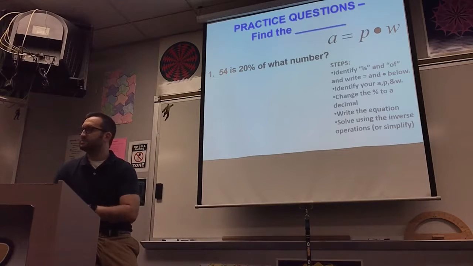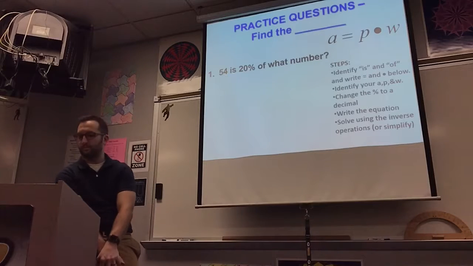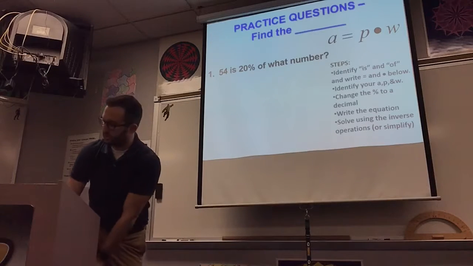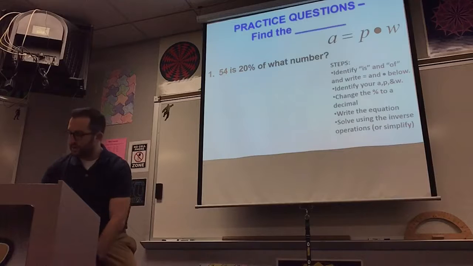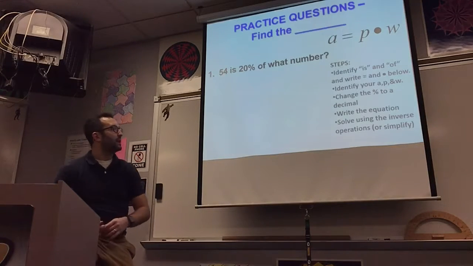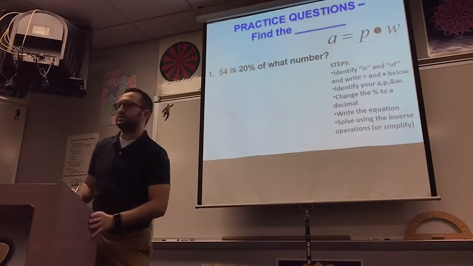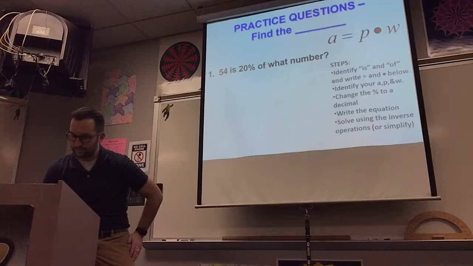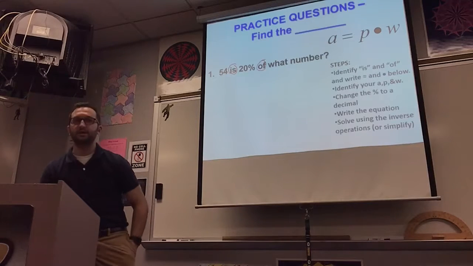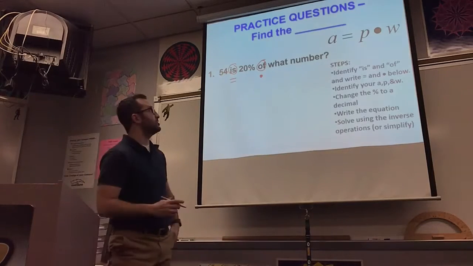We've got our practice problems here. 54 is 20% of what number? So the thing we want to do is identify the is and the of, and write an equal sign and a multiplication sign below it. Now, I want us to kind of structure this. Let's just identify the is and the of. Do you see the is and the of? Yes. Good, let's circle them. Is and of. What's the is? Equal sign. Equal sign, and the of? Multiplication. Good, so now let's determine what we don't know.